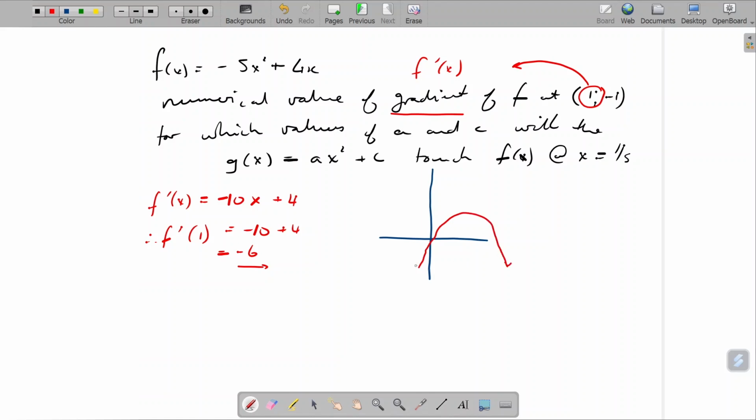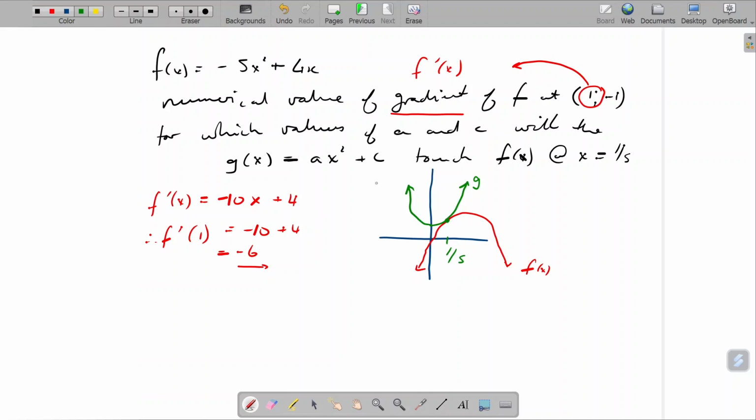Okay, so there is f of x, and they're asking me where will g of x just touch this curve. So it's going to sit here somewhere and just touch this curve. Again, because g of x has got no b value, we know it's going to be centered on the y-axis. We are asking for this to happen at the x value 1/5.